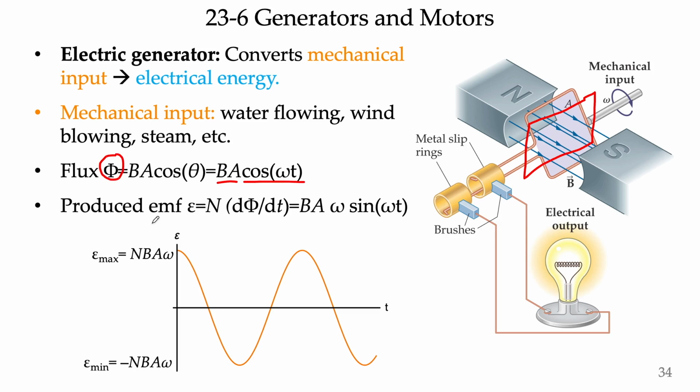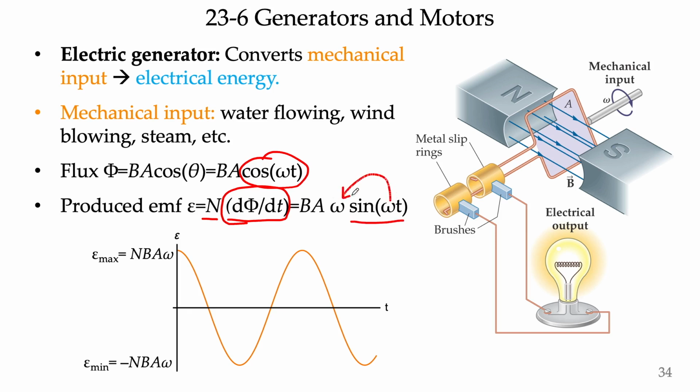And you know what happens when the flux changes with time? It produces electromotive force, or voltage. And the formula, if you remember, is N times the change in flux. Here, N is 1, but in general, there are many loops. Here in this formula, I wrote it as a differential, so you just take the derivative of cosine omega t with respect to t. The derivative of cosine is negative sine omega t, and if you use the chain rule, there is an extra factor of omega. So this is the produced EMF, electromotive force.